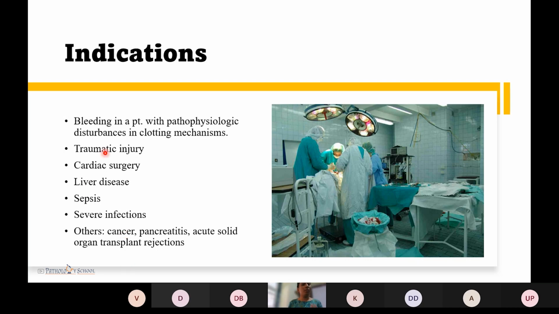It is indicated in traumatic injury, cardiac surgery, liver diseases, sepsis, and other conditions for which the patients are admitted in ICU.